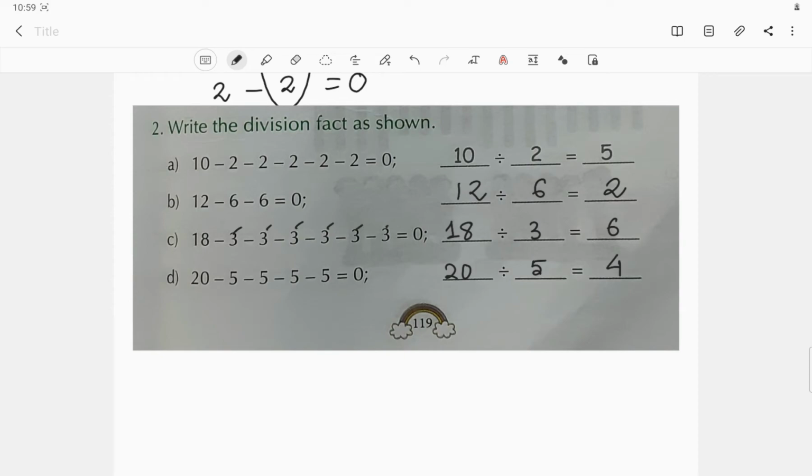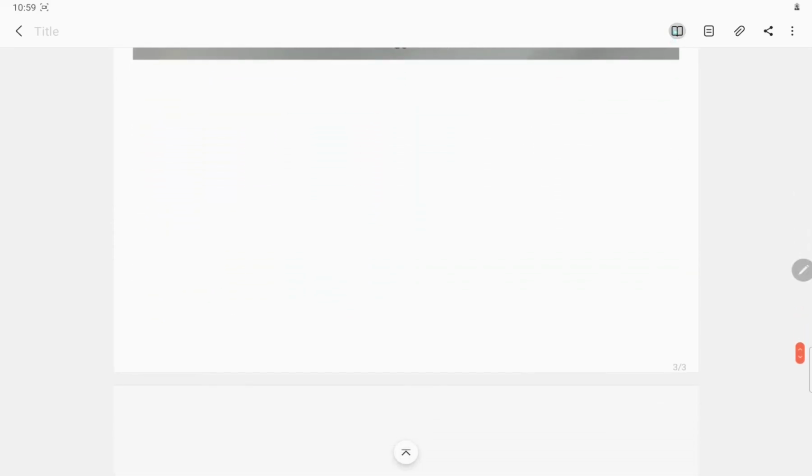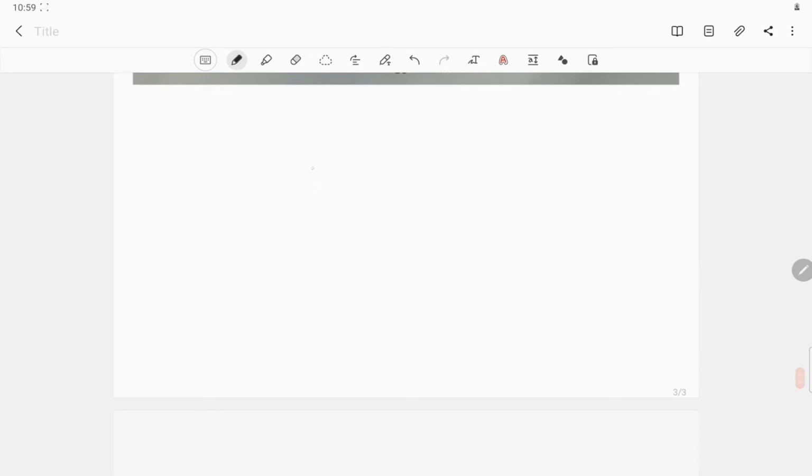Now the question is how to divide. How to divide? So there is a method. Suppose I want to divide 16 by 2. So you have to write 16 here, and beside this curve you have to write 2 here because you are dividing by 2.